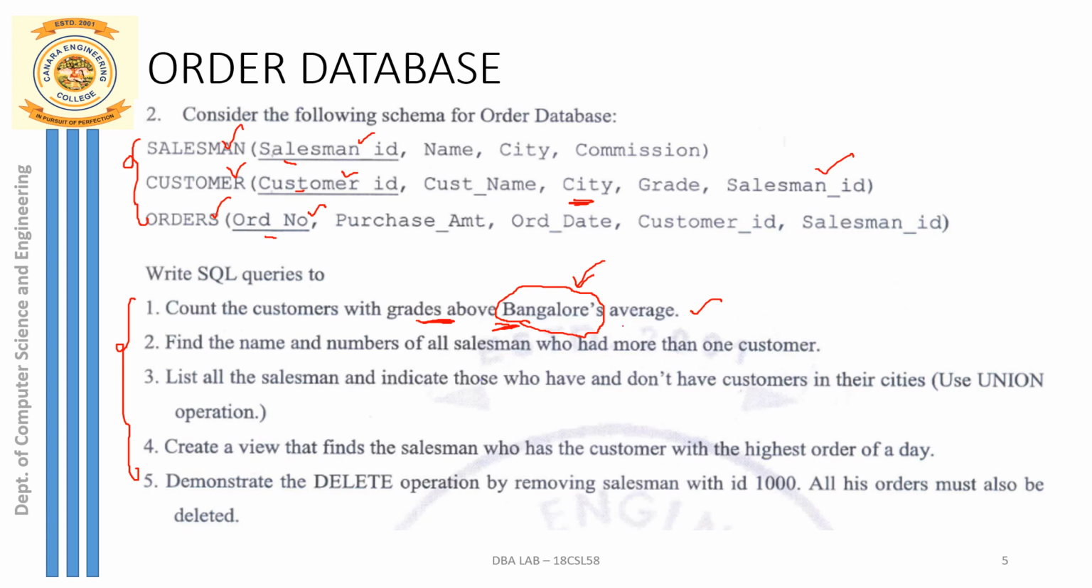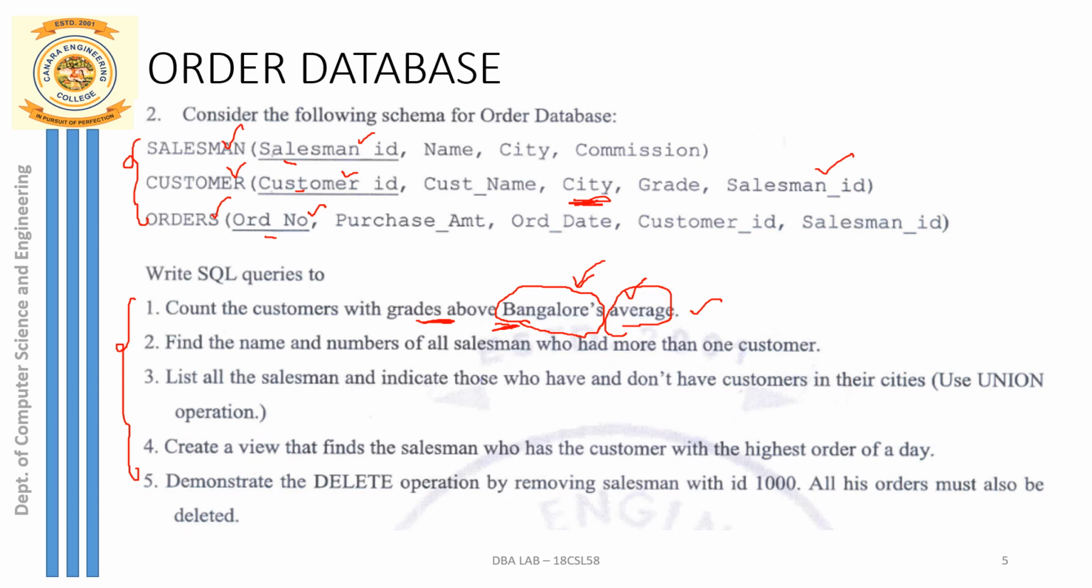And here you can just see the average. They have told to count the customers with grades above Bangalore's average. So the meaning is at least 2 or 3 entries in our customer table should have Bangalore as a city value. Why? Because in order to calculate average, you need to have at least 2 or 3 entries. Okay, so let's go to the second query.